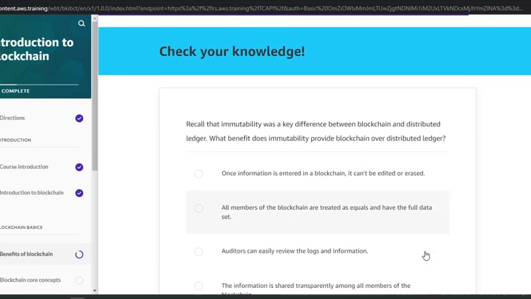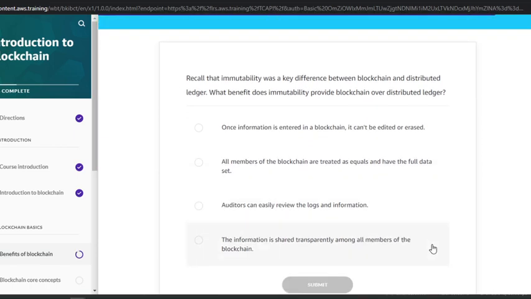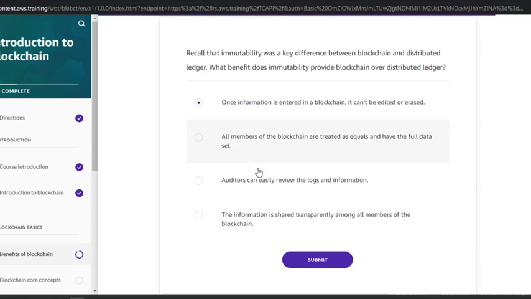Check your knowledge. Recall that immutability was a key difference between blockchain and distributed ledger. What benefit does immutability provide blockchain over distributed ledger? Once information is entered in a blockchain, it cannot be edited or erased. All the members of the blockchain are treated as equal and have the full data set. Auditors can easily review the logs and information. Information is shared transparently among all the members of the blockchain.